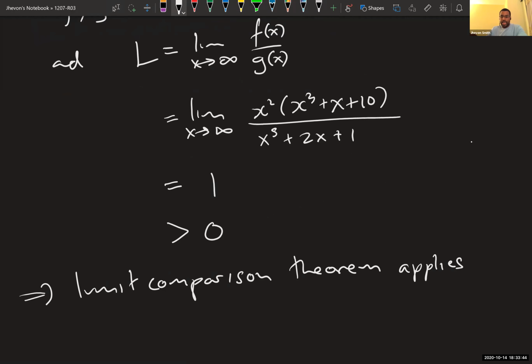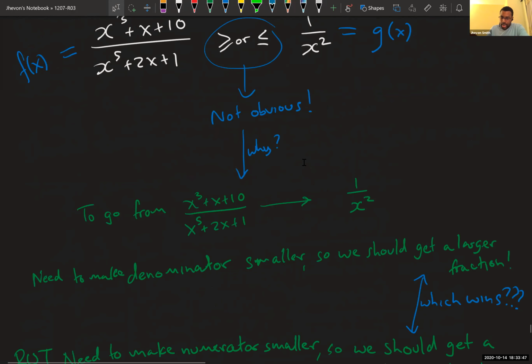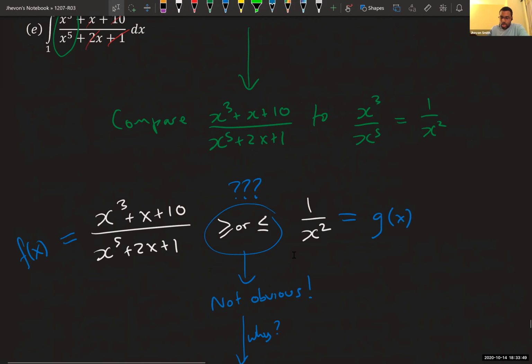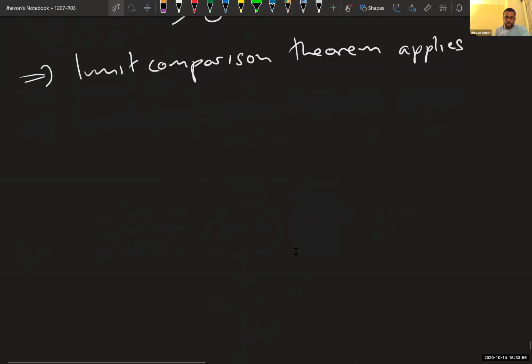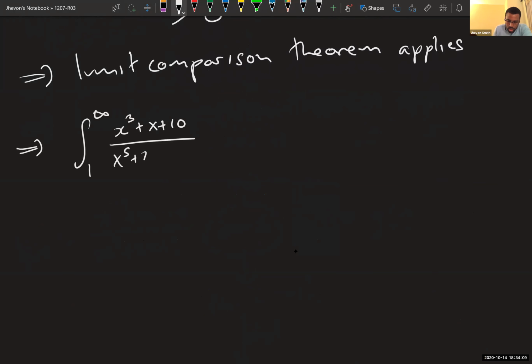And I can actually know. So yeah, the integral that I would compare it to is actually the integral from 1 to infinity of this guy. And we know that converges by theorem. So this means that this integral converges by limit comparison.